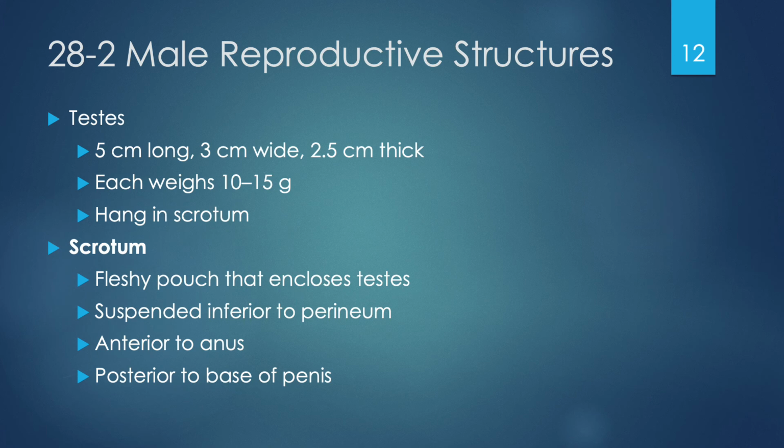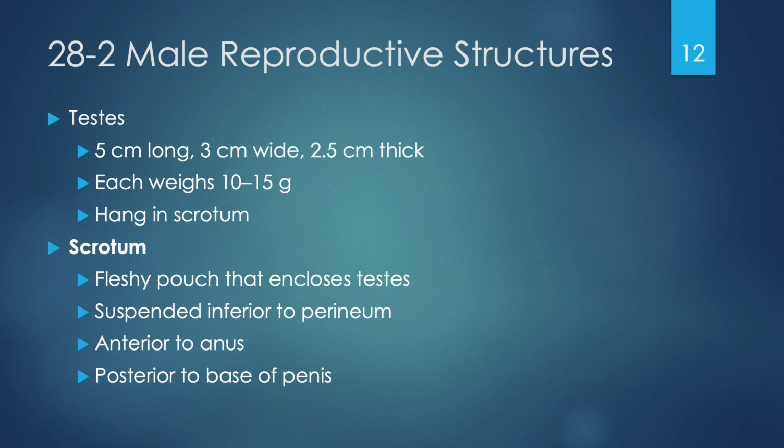Just so that I'm sure you don't confuse the testes and the scrotum, because they are 2 totally separate things. The scrotum is actually the skin-like sac that encloses the testes, whereas the testes are the reproductive organs themselves. So the testes are about 5 centimeters long, 3 centimeters wide, and about the same in terms of thickness. Each testis is going to weigh 10 to 15 grams, and it hangs in the scrotum, and it can move around inside the scrotum itself.